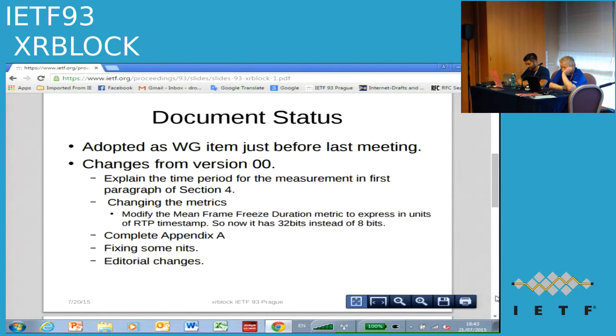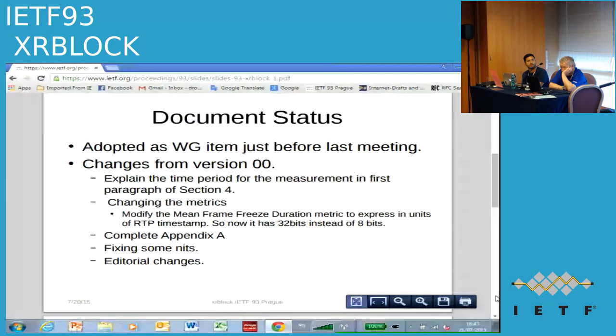This topic is about RTCP XR block for loss concealment metrics reporting on video applications. Next, please. Let's have a recap of this document. This document was adopted as a working group draft just before the last IETF meeting, I believe in January, this year. Since then, we have several changes. We explained the time period for the concealment in the first paragraph of section 4.